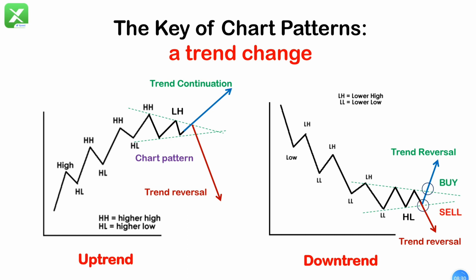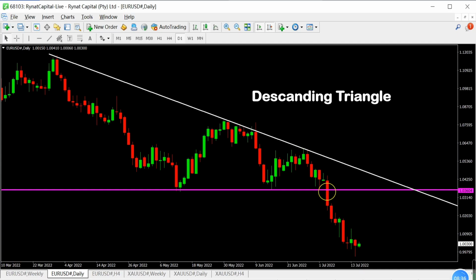So this is how we could trade with the chart pattern. Here we've got a practical example. This is EURUSD on the daily chart. We could say the price is in a downtrend, right? In this case, we see the price moved to here, not a lower low, but a higher low. So here the price moved in the consolidation area.